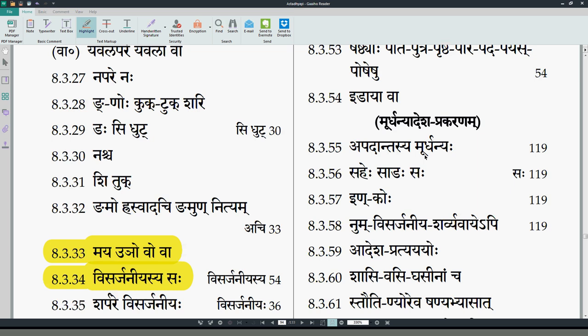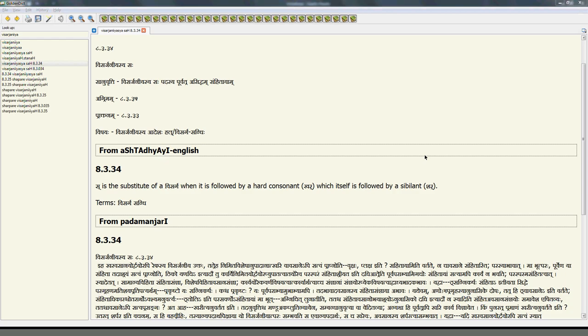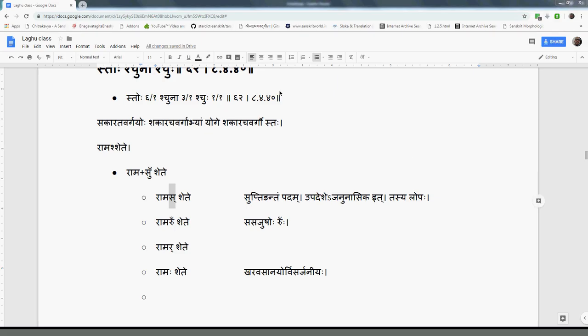So Visarjaniyasya Saha Bhavati. The Kashika Vritti there says Visarjaniyasya Saha Padasya. Kashika says Khari iti anuvartate. So khari is coming from what? Does anyone have the anuvritti marked? Okay, in Visarga Sandhi, we'll have details of this.